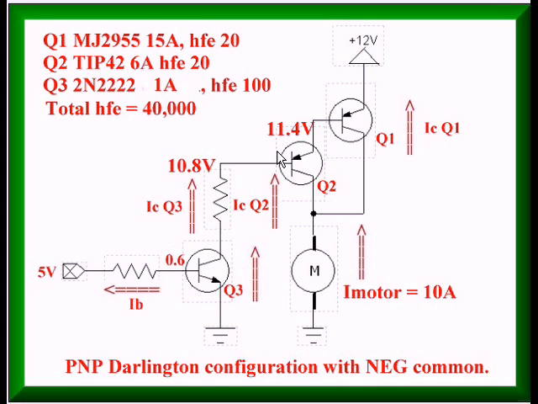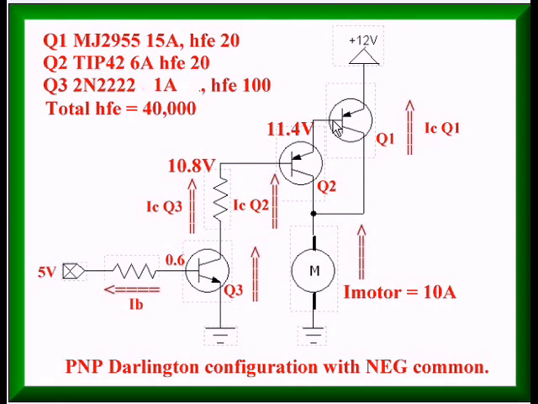Here is another variation. We have an MJ2955. It's rated at 20 amps. We have the TIP42. It's rated at 6 amps. Each has an HFE, a DC gain, of 20. And then again, I have a 2N2222. This is called a Darlington configuration, which we'll go into in another video.